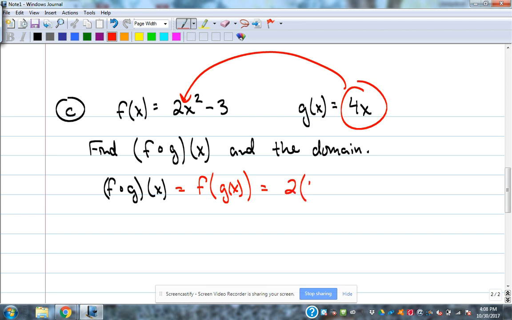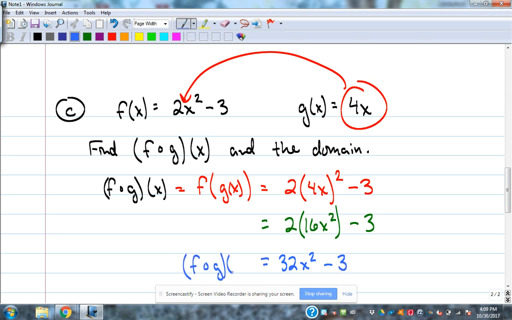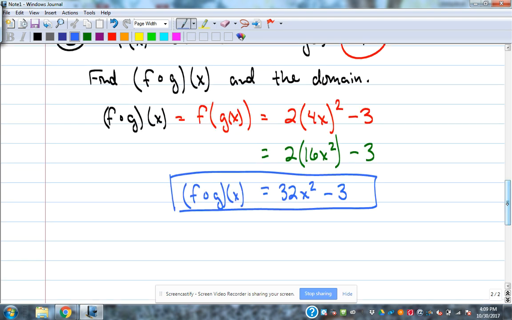So we got 2 parentheses 4x, and then that x was squared, so we put a squared on the parentheses there, minus 3, and then simplify that as much as you can. So 4 squared is 16, x squared is x squared, and then we're doubling that to get 32x squared minus 3. That's what f composed with g of x is. So there's our function, our composite function. And then we need to look at our domain of that.